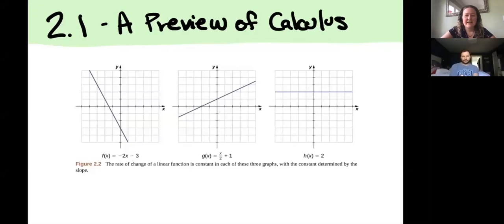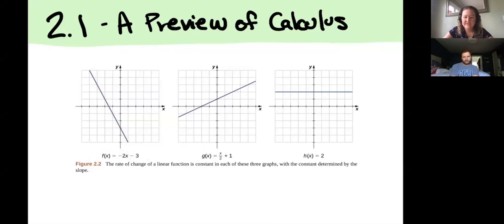In this video, we'll introduce section 2.1, which is a preview of calculus. So let's start by looking at a few different lines. Here on the left, we see f of x equals negative 2x minus 3. And we can see that it has a negative slope, right? The line is sloping downward when you go from left to right.